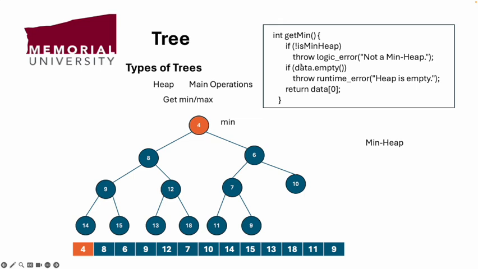Let's also check some other conditions, since if it's not a min heap you won't get the minimum number. We check whether the array is empty or not. If it's empty, it means the heap is empty. In all other cases, if this is a min heap, just return the first element of the array. Time complexity is big O of 1, right? Very fast.